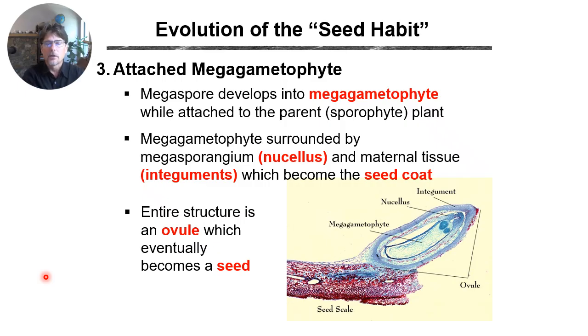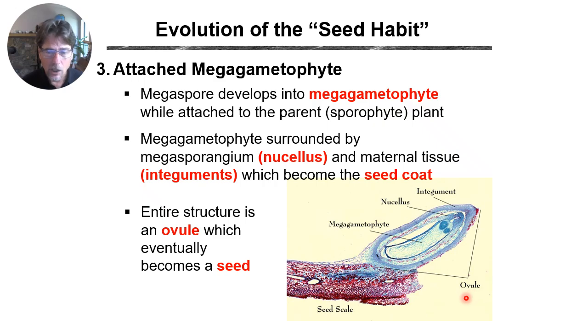So the third aspect of seed evolution involved the megagametophyte remaining attached to the parent plant. And you can see that in this image here. This is actually an image of a pine scale. So imagine a female pine cone, and the scale is where you find the seeds on the surface of those scales. And so this structure that I'm highlighting is the growing seed. Okay. At this stage, it's not called a seed, it's called an ovule. So an ovule, you can think about that as an immature seed.